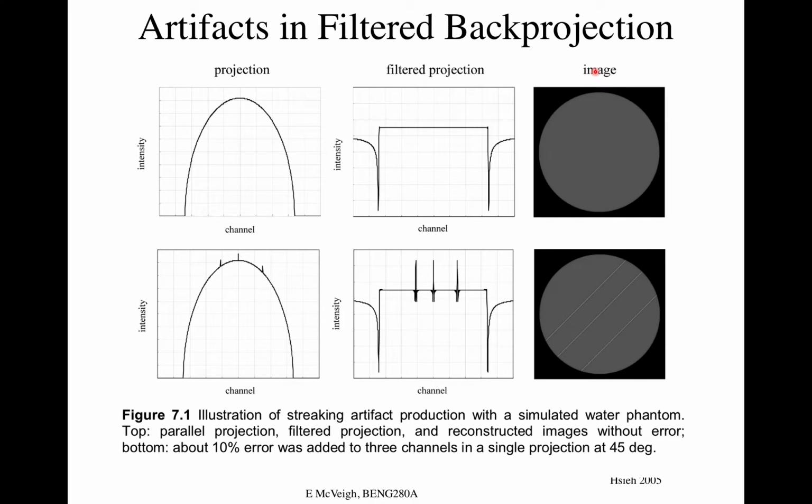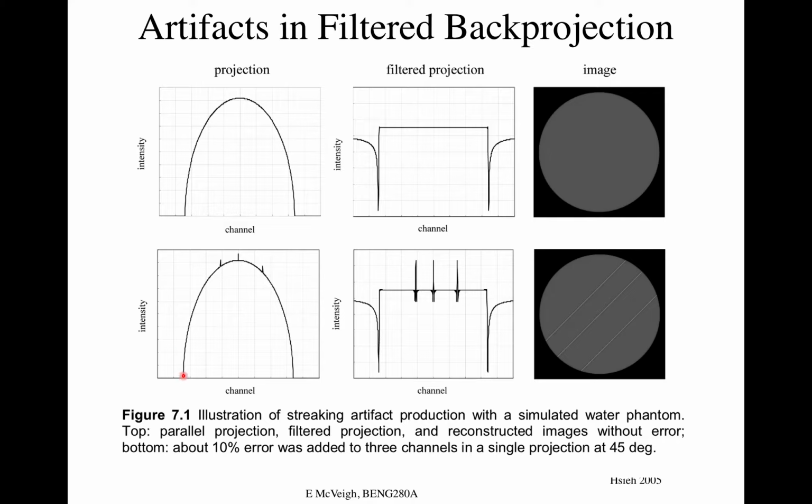Okay, so we'll look at some artifacts now, and what can go wrong with this process. Here's an image of g_L(θ) of a circle. This could be just a bucket of water, a container of water in the scanner, so it's all uniform signal, uniform absorption. This is what g_L*(θ) looks like after the convolution is done.